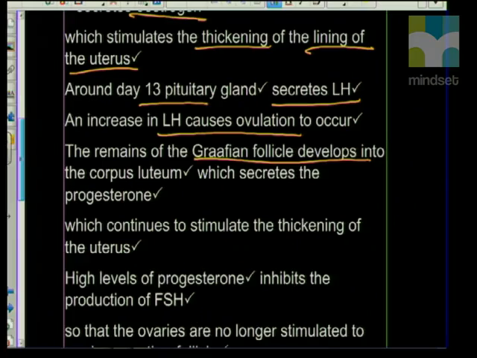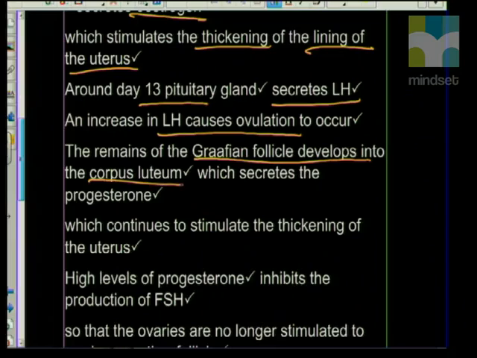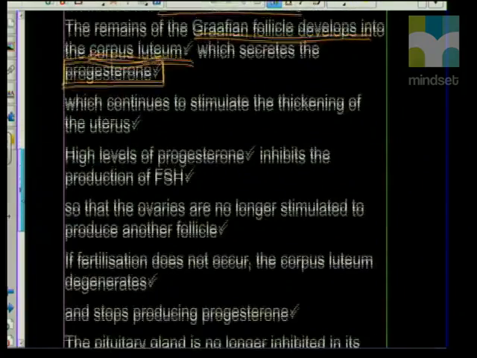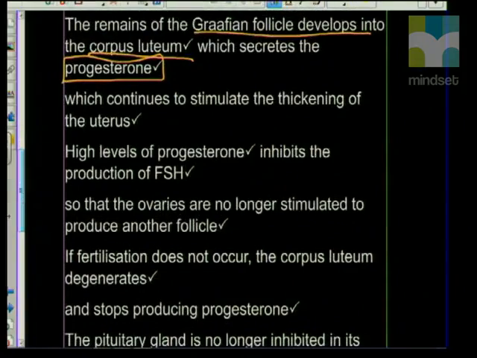Now, once that Graafian follicle bursts and the egg is released, that whole piece becomes the corpus luteum. And what does the corpus luteum produce? It produces progesterone. Very nice thing. The progesterone continues to make this lining nice and thick, because we want this lining thick.